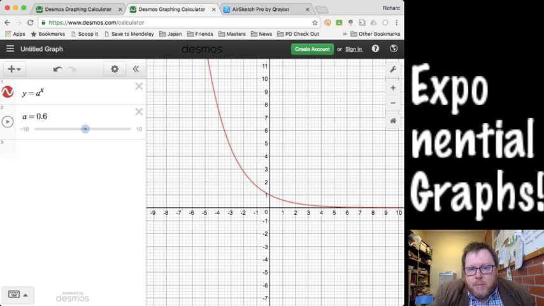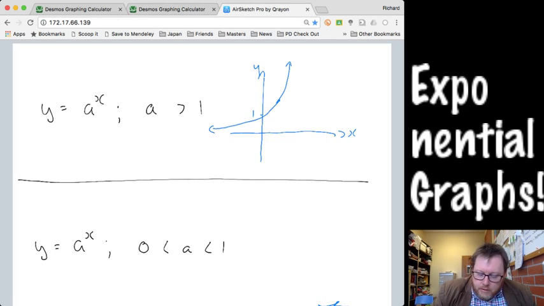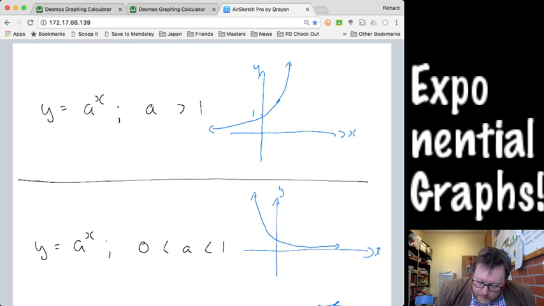What doesn't change is the base. This is 0.6. So when a is a fraction, we have just the opposite basically. So it goes down and goes towards 0. That's y, that's x, and this is still 1.